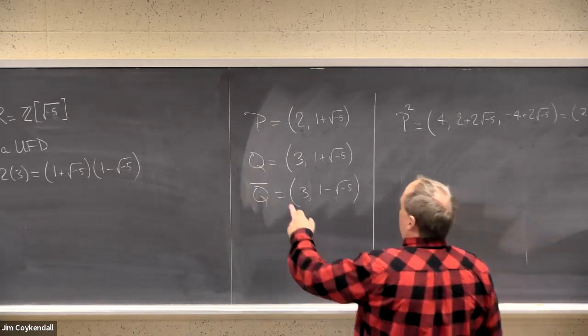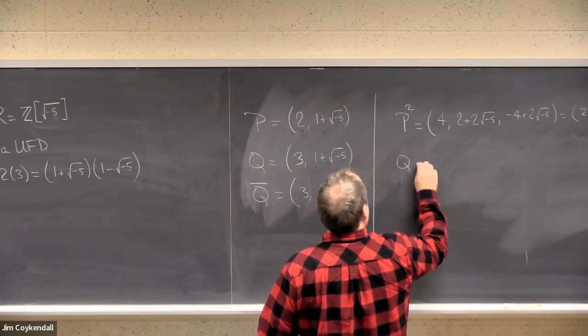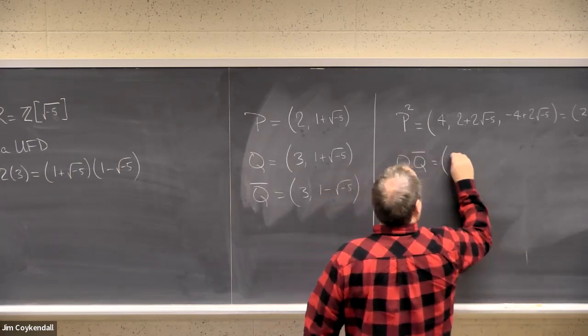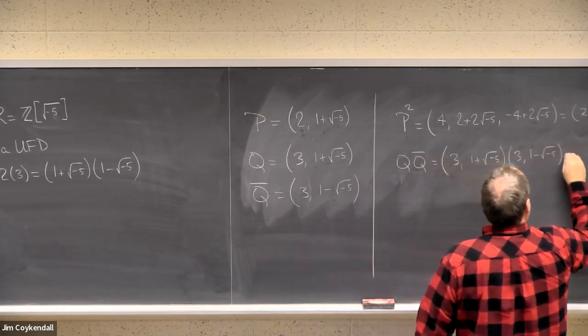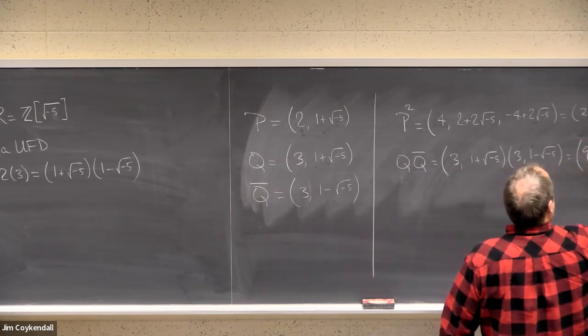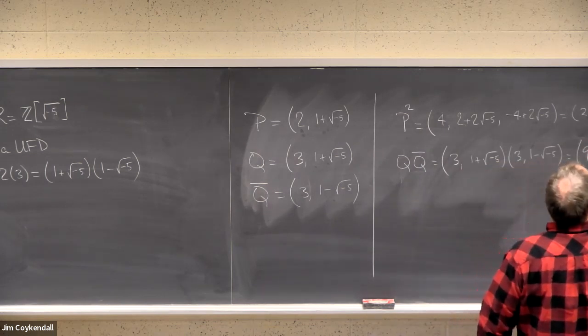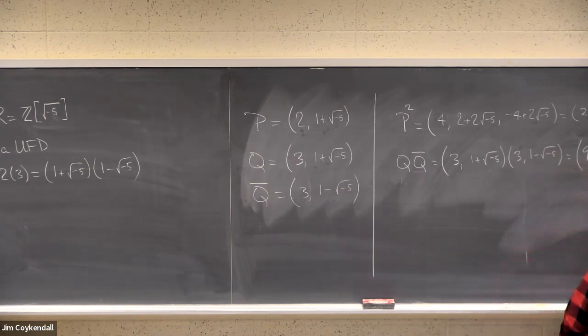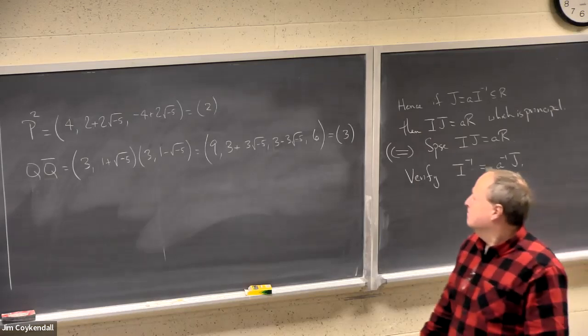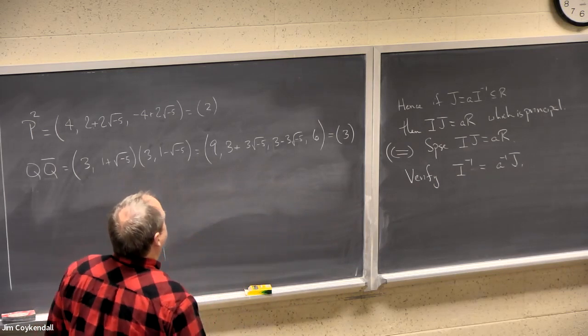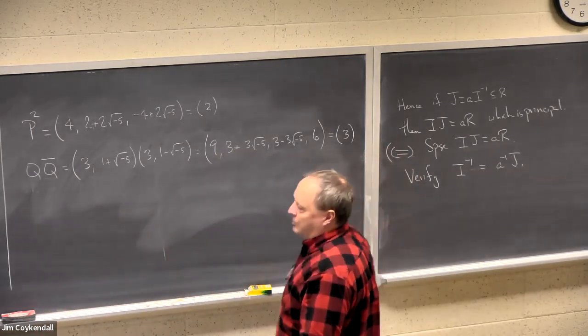What happens when you multiply these two here? This is 3. This is 9, 3 plus 3 radical negative 5, 3 minus 3 radical negative 5, and 6. And notice this is the ideal generated by 3. So, yeah, 3 divides this, and of course, you've got a 9 and a 6 here as well.